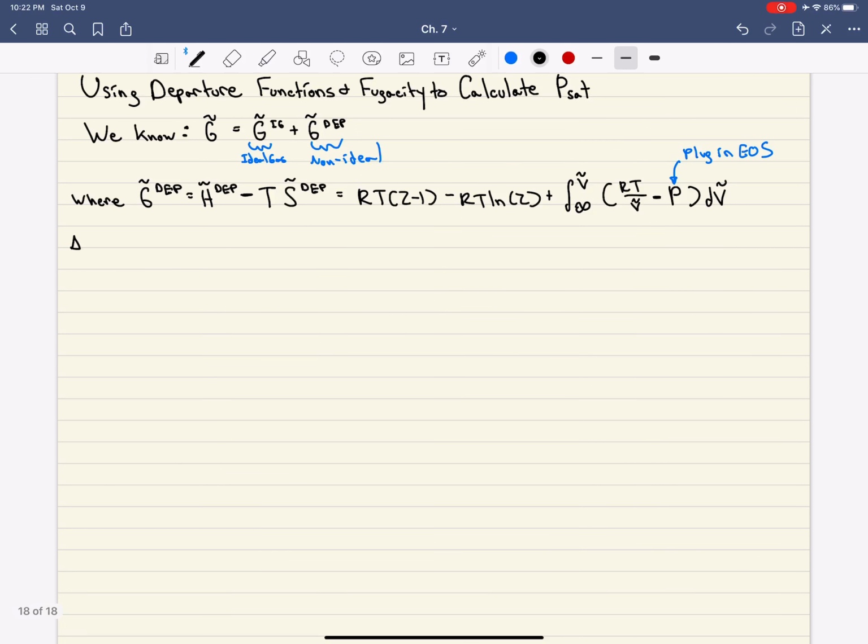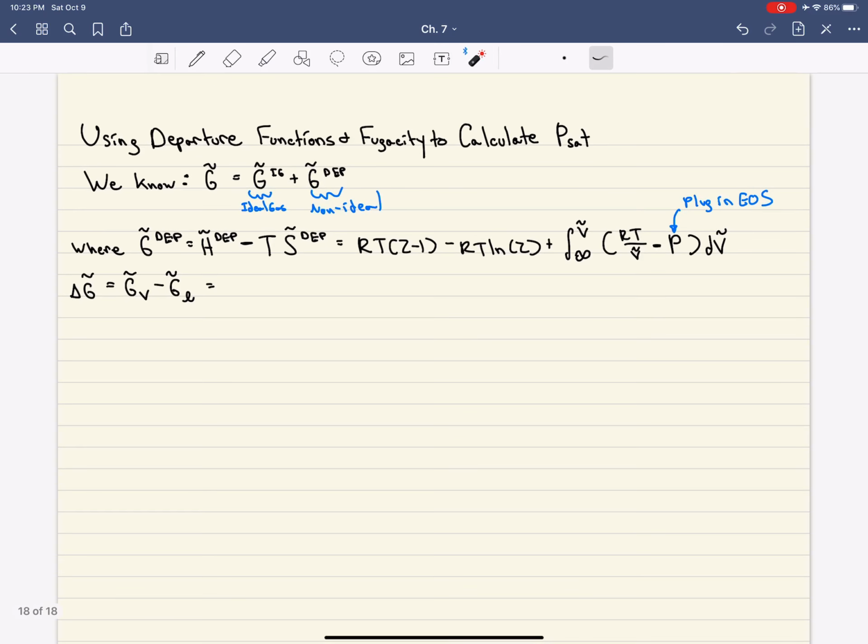Now, if we look at that in the context of our delta G, which would be G vapor minus G liquid, if we plug in the form up here, what we would get is, for the vapor phase, G IG plus G V departure, minus G IG plus G liquid departure.